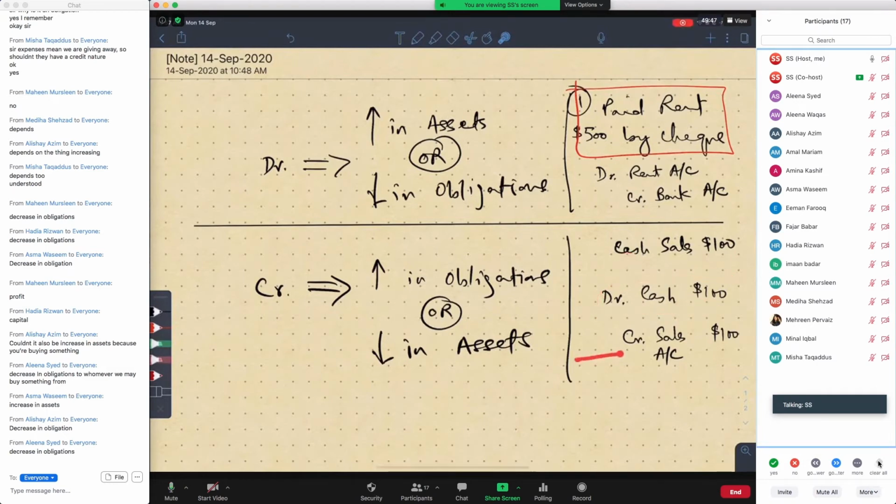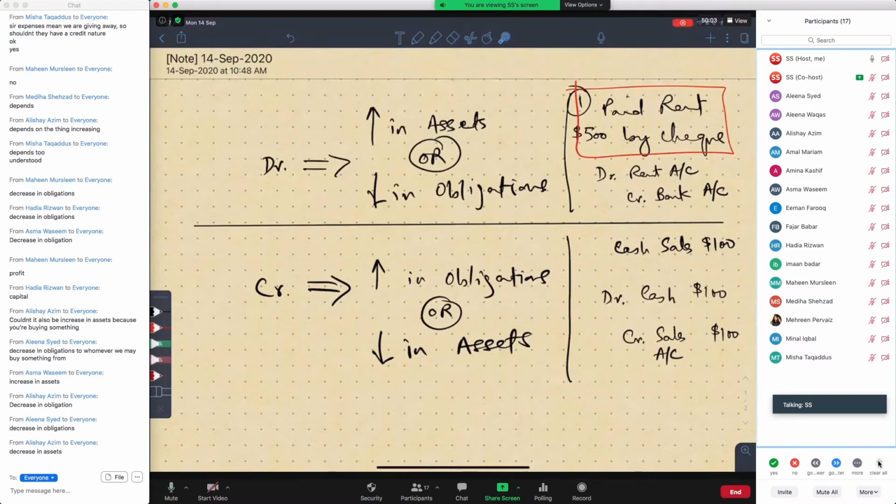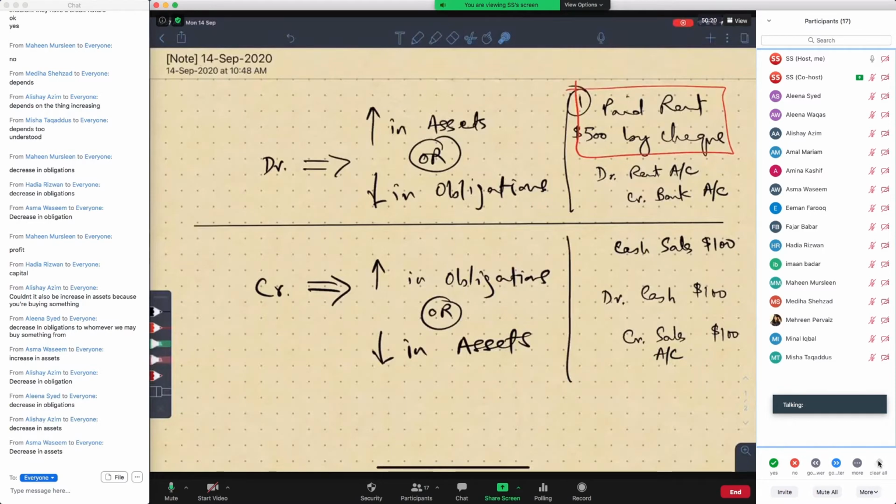Let's justify the credit to the sales account with these two reasons. How is sales account credit justified? Because either it is increasing your obligation or it is causing a decrease in the asset. So you have the chat box. Tell me how we can justify the credit to the sales account keeping these two in mind. How is sales account causing an increase in the obligation or a decrease in the asset? Okay, decrease in the asset. Which asset? Asma, Alicia?